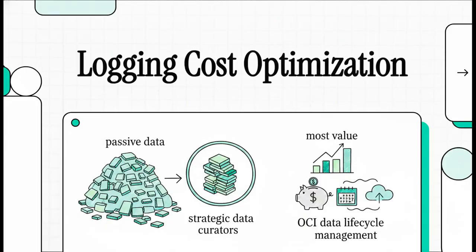So welcome to this explainer. Today we're doing a deep dive into OCI logging analytics cost optimization, pulling from some really excellent source material. We're going to look at how to transform your operations from passive data hoarding into strategic data curation over Oracle Cloud Infrastructure. By the end of our time together, you'll know exactly how the documentation recommends managing your log data lifecycle to squeeze the absolute most value out of your OCI budget. All right, let's dive into this.